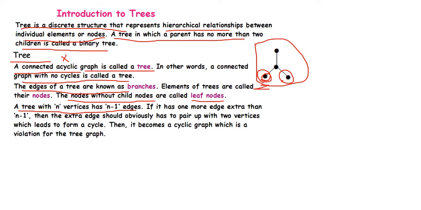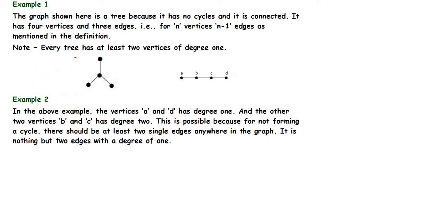So a tree with n vertices has n minus 1 edges. In this example, we have n vertices. For example, here we have 1, 2, 3, 4. So we have 4 vertices, and n minus 1 is nothing but 3. We have 3 edges. Okay. So if it has one more edge than n minus 1, then that extra edge has to pair up with two vertices, which leads to forming a cycle. Then it becomes a cycle graph, which is a violation for a tree graph. Let me take it in the form of an example and show you.